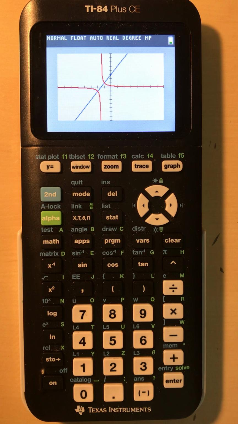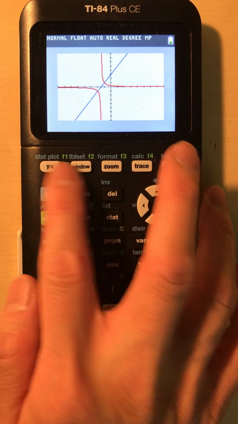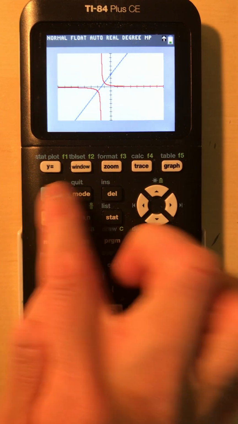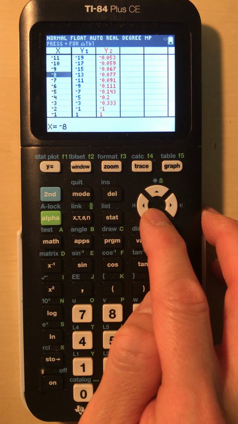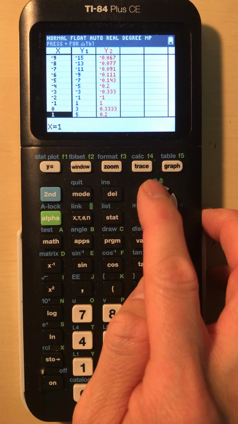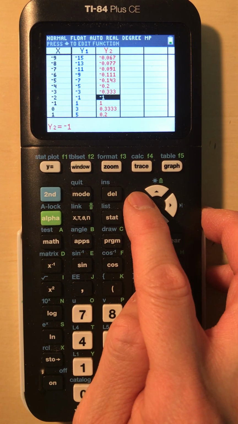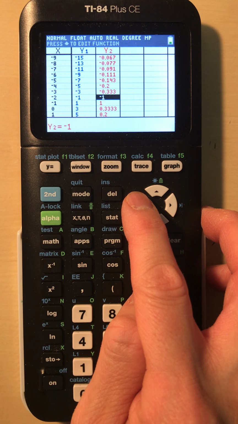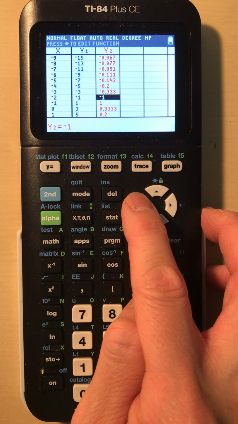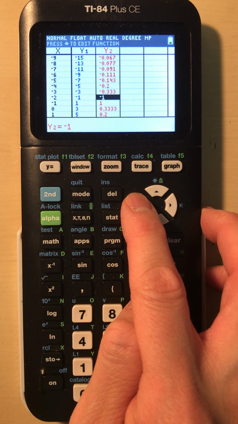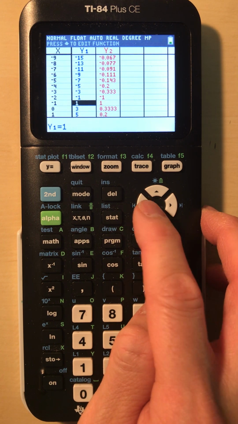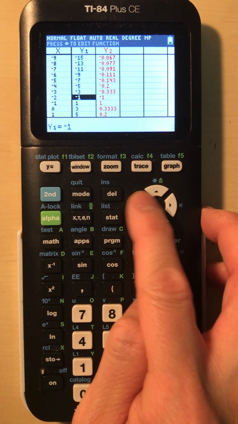First thing we want to check is invariant points. So in class we had these tables of values. I guess one of the things you can do is if you go to table, very handy, remember invariant points occur where the y values of the function and the reciprocal of the function are at -1 and 1. So here's -1.